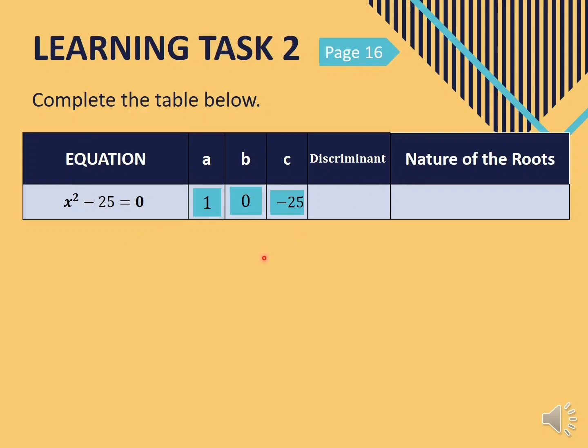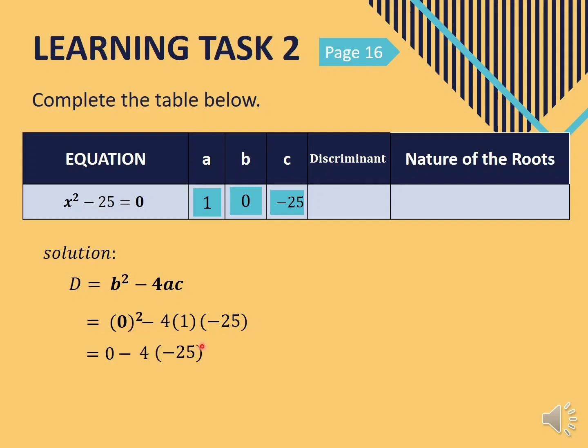So, in order to get the discriminant, let us apply again the formula b squared minus 4ac. Okay, let us substitute the values. B is equal to 0, 0 squared minus 4 times 1 times negative 25. Let us perform the operation. 0 squared is 0. Minus 4 times 1 is 4 times negative 25. And negative 4 times negative 25 is positive 100. So, therefore, the discriminant is 100.